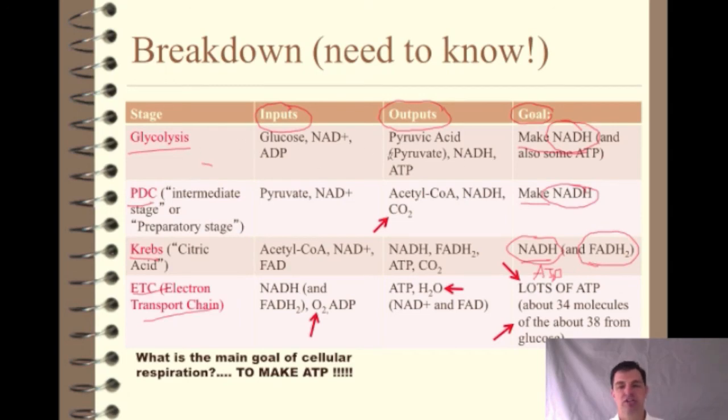When you look at this, in glycolysis we make a little bit of ATP. In the PDC, we give off some CO2 and make some NADH, which is important. In the Krebs cycle, we take in acetyl coenzyme A, NAD plus, and FAD. This is what we get out of it: ATP, NADH, and FADH2 as our main important goals. But it's really the electron transport chain, where we use oxygen as our final electron acceptor, which ends up giving us water, where we make most of the ATP, somewhere on the order of 34 to 36 ATP from the whole process.